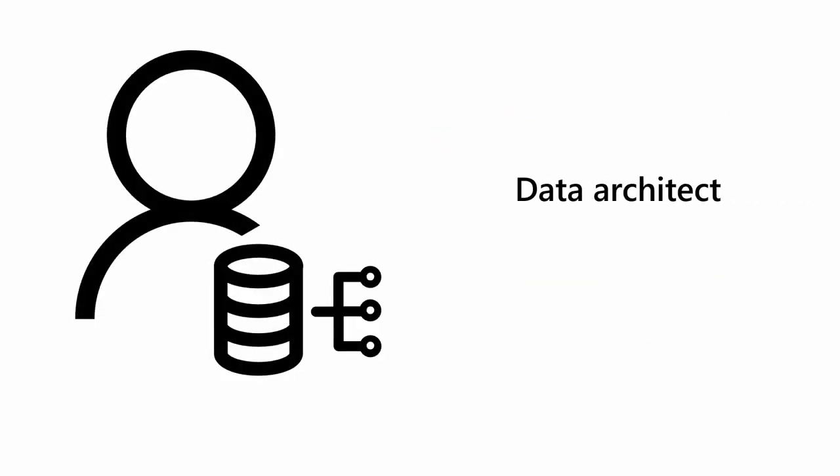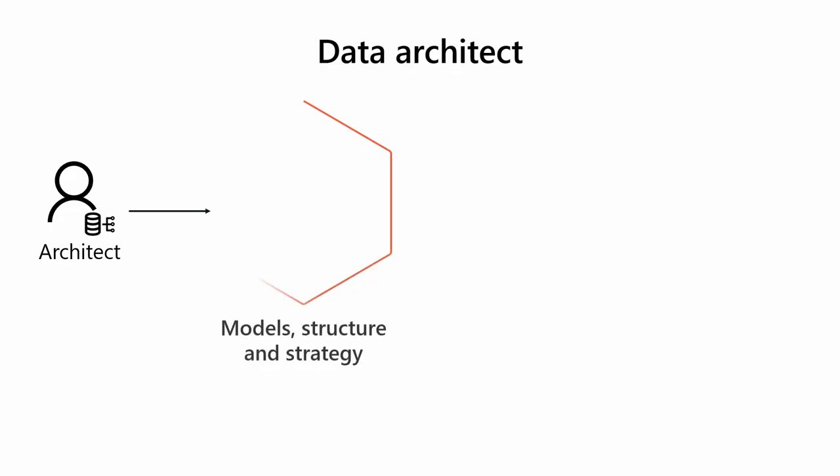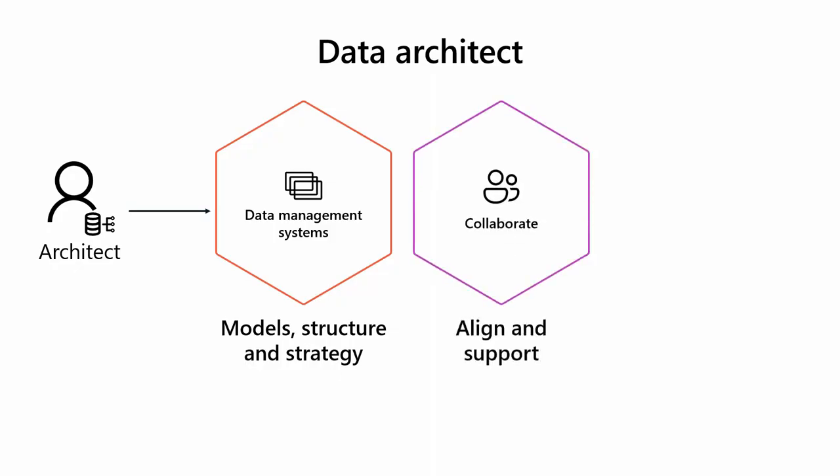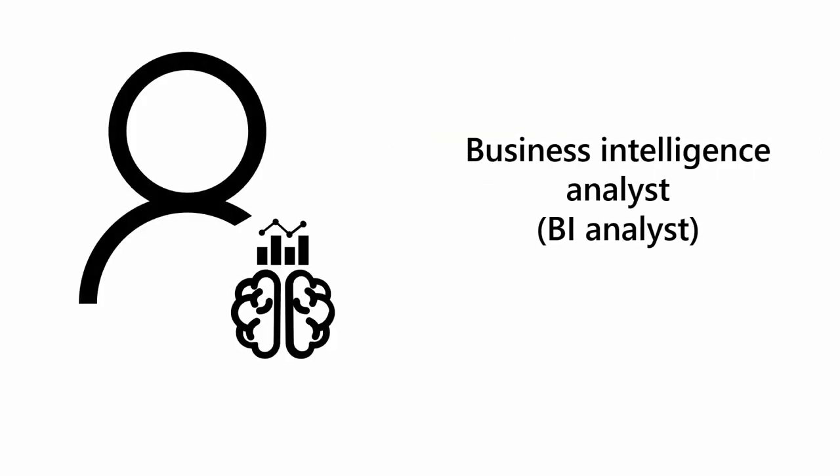To ensure a great-looking garden, a landscape architect designs the garden layout to maximize aesthetics and functionality. In a similar fashion, a data architect creates the blueprint for an organization's data management systems. They design data models, establish database structures, and create strategies for data storage, integration, and retrieval. Data architects collaborate with other data professionals to align their designs with business needs and support the objectives of data analysts and scientists.